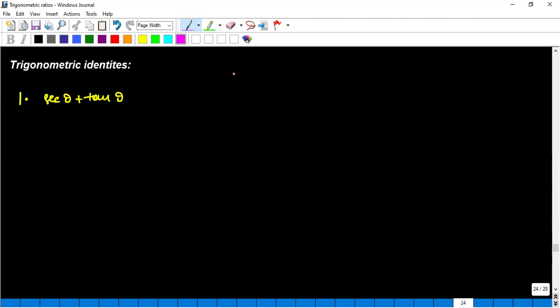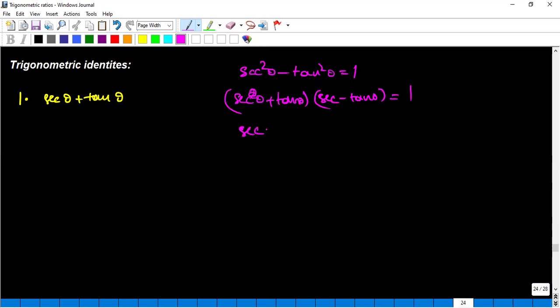Now just have a look at this. We have the formula secant square theta minus tan square theta is equals to 1. So from this, we can find out this particular thing. Secant square theta minus tan square theta, apply a square minus b square. So you can write it as secant theta plus tan theta into secant theta minus tan theta, which is equals to 1. So secant theta plus tan theta is equals to 1 by secant theta minus tan theta.